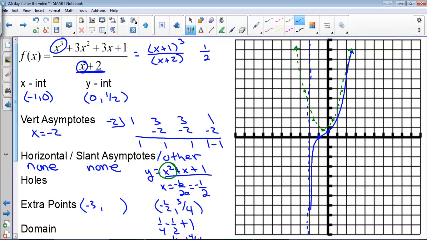Well, let's plug that into the factored form. We got negative 2 to the third over negative 1 when I plug a negative 3 into this. Well, that's negative 8 over negative 1, so it looks like up here at 8. Negative 3, 8. 1, 2, 3, 4, 5, 6, 7, 8.